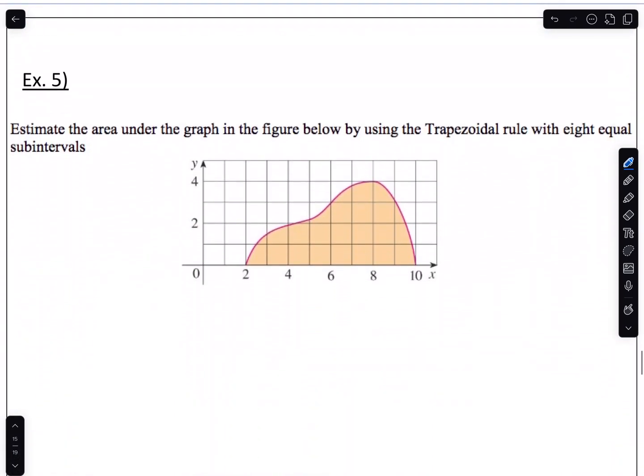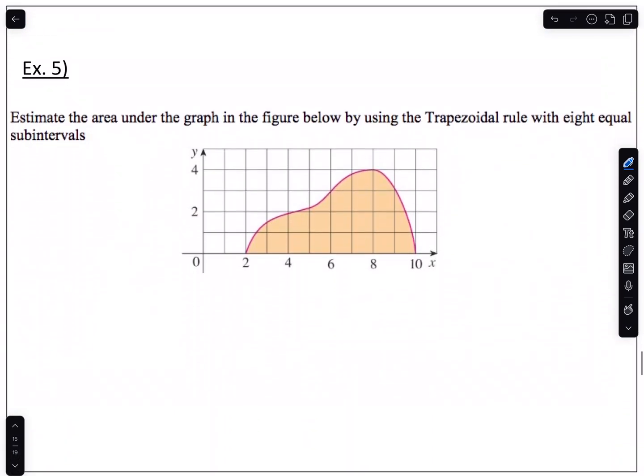So what about the next one? For the next one, we have example 5. Estimate the area under the graph in the figure below by using a trapezoidal rule with 8 subintervals. So just looking at it, I can see that we're going to be starting this guy at 2 and going to 10. So maybe I'll calculate delta x over n. In this case, from 2 to 10 covers 8 x values. We want there to be 8 subintervals. We want 8 trapezoids. 8 over 8 is going to be 1.